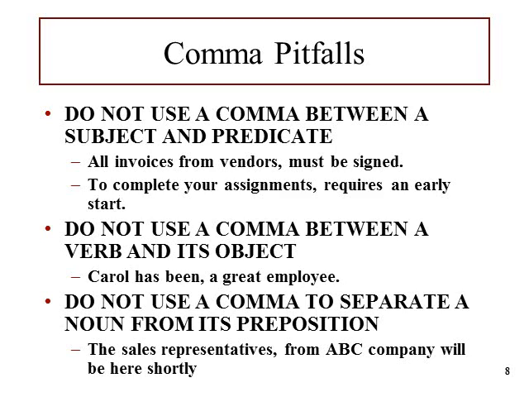You don't want to use a comma between a verb and its object. Carol has been, there's our subject and our verb. Carol has been what? That's our object, a great employee. That's incorrect. We do not want to use that comma there. We should get rid of that.